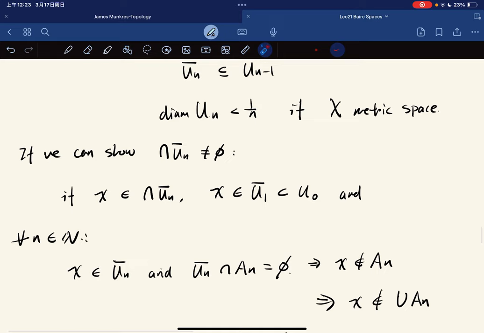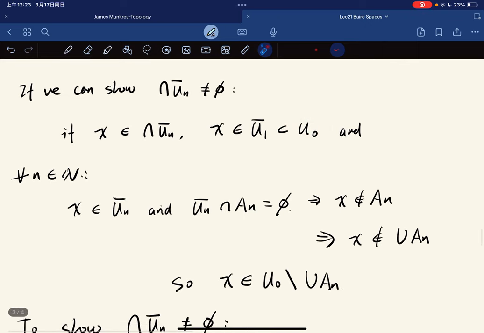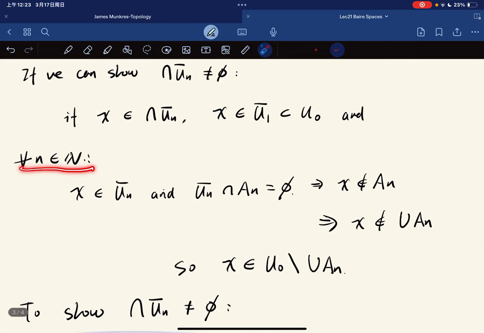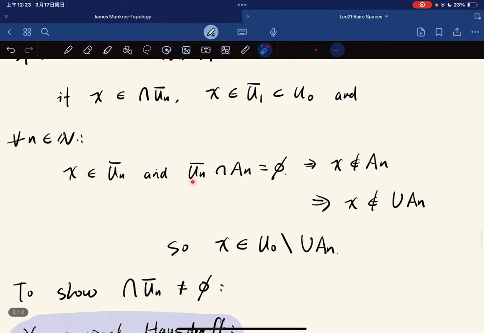So if we can show that, if we have this, which means that for any x in this, we have x is in U_0, right? First, we have x in U_0. Also, for any n, x is in the closure of U_n, but the closure of U_n and A_n are disjoint, right? The closure of U_n and A_n are disjoint, which means that x is not in A_n, which means that x is not in the union of A_n, right?